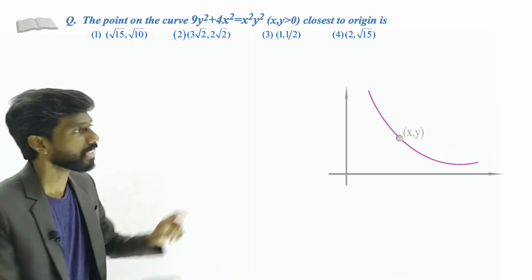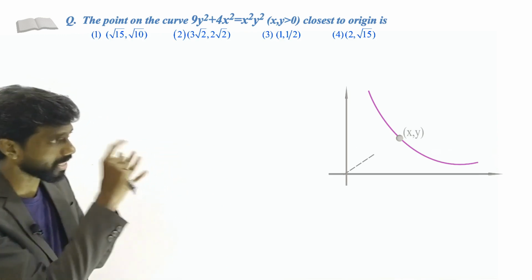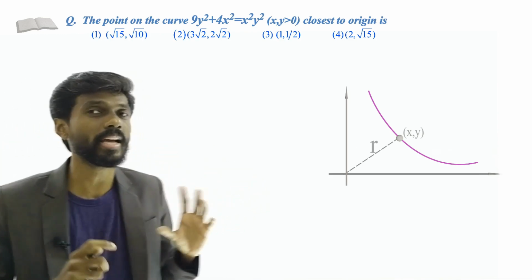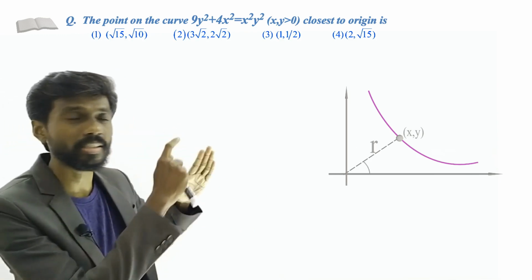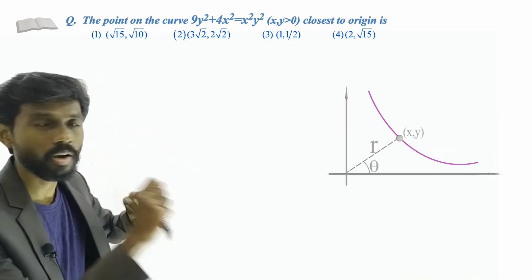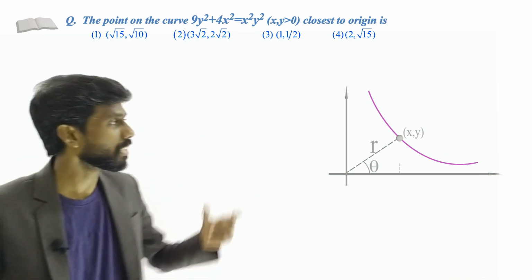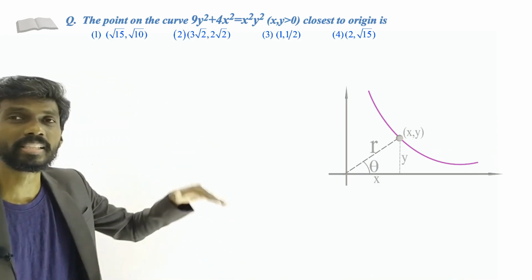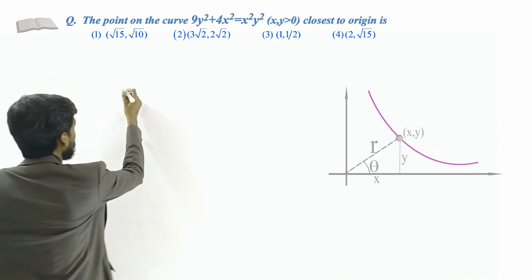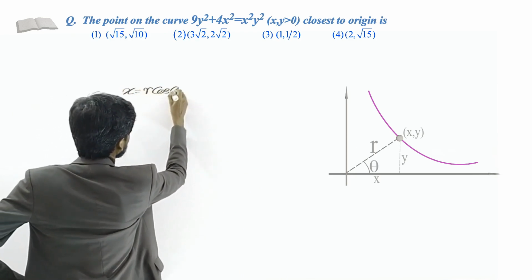So let us take this to be the closest point, and that closest distance, the shortest distance from origin, is taken as, say, r. This line of shortest distance makes some angle theta with the x-axis. Now we can complete this right angle triangle, so we can get x in terms of r and theta. Since it's a right angle triangle, cos theta is x divided by r, so x equals r cos theta.